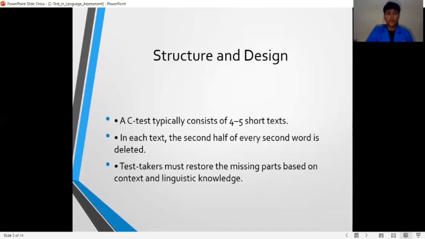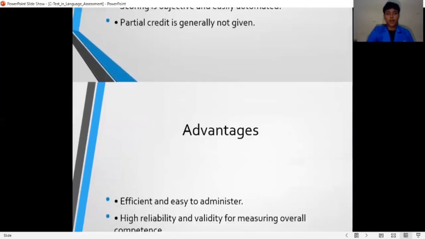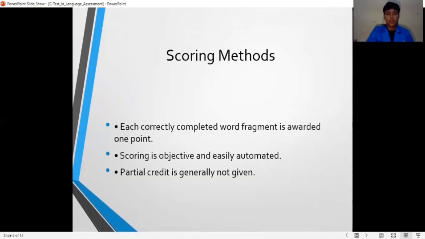Structure and design. A C-test typically consists of 4 or 5 short texts. In each text, the second half of every second word is deleted. The test taker must restore the missing part based on context and linguistic knowledge. Scoring methods. Each correctly completed word fragment is awarded 1 point. Scoring is objective and easily automated, and partial credit is generally not given.